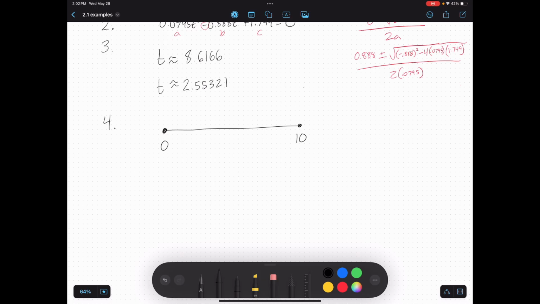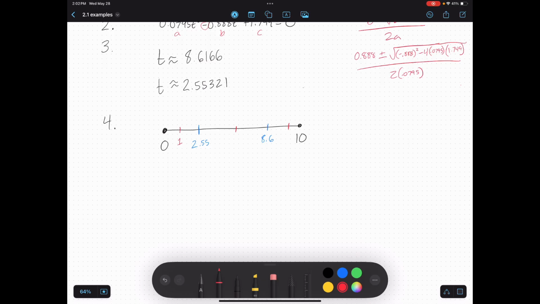But both of my critical points are inside this interval. So here's 2.55 and here's 8.6. So I'm rounding even more. So I have my number line. What does the first derivative test tell me to do? It tells me to pick numbers in between these critical points and then test them. So in this first interval, I can pick the number 1.